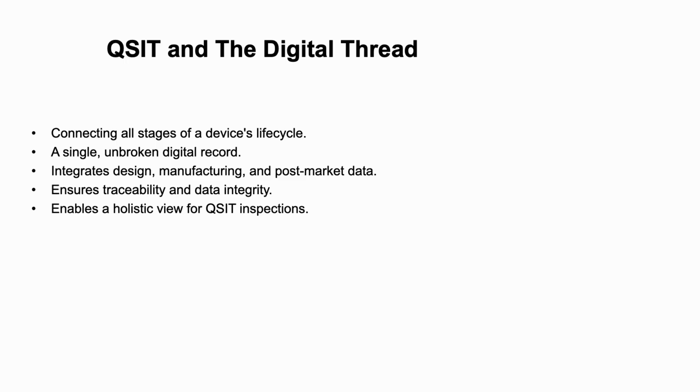Instead of having to piece together information from separate design files, manufacturing records, and complaint databases, an investigator can follow a single thread of data. For example, they can trace a specific complaint back to its manufacturing batch, then to the raw materials used, and finally to the original design specifications.